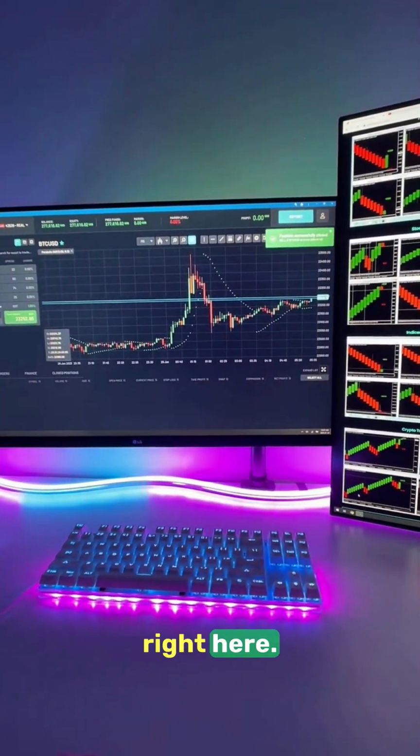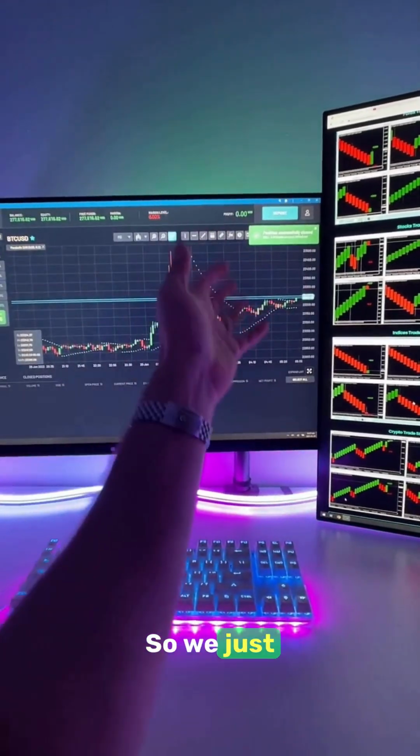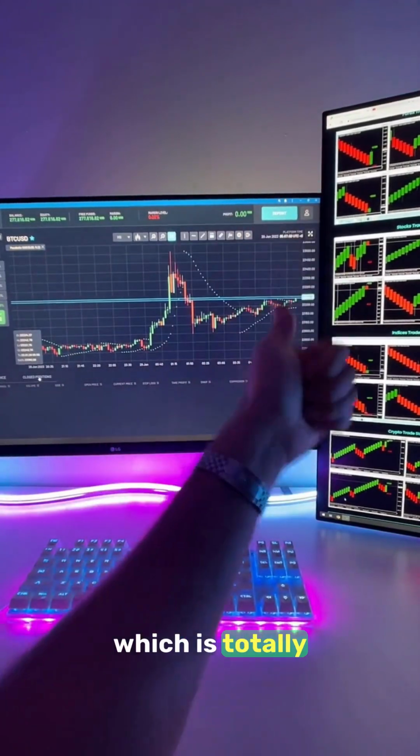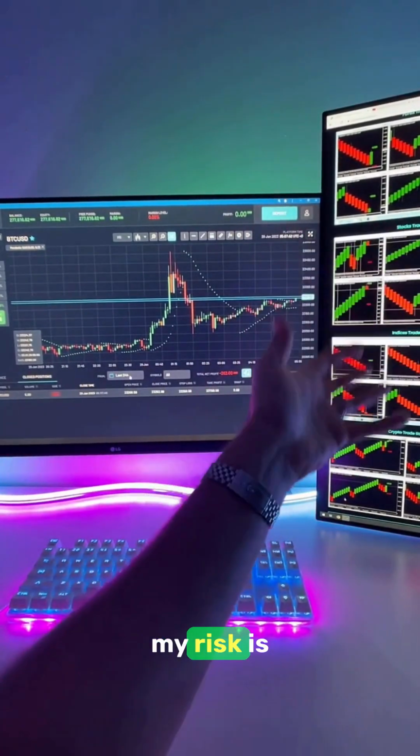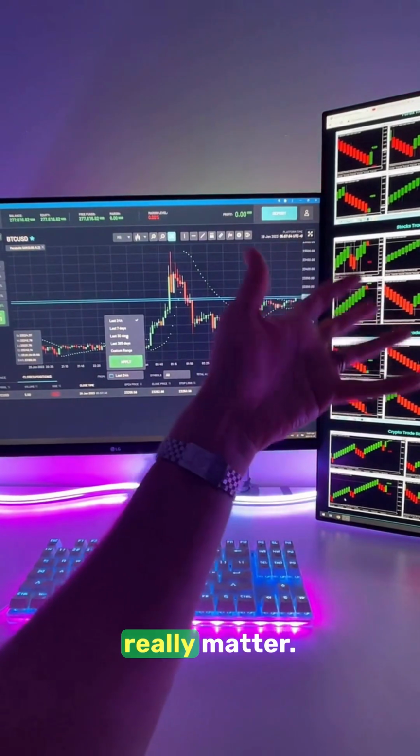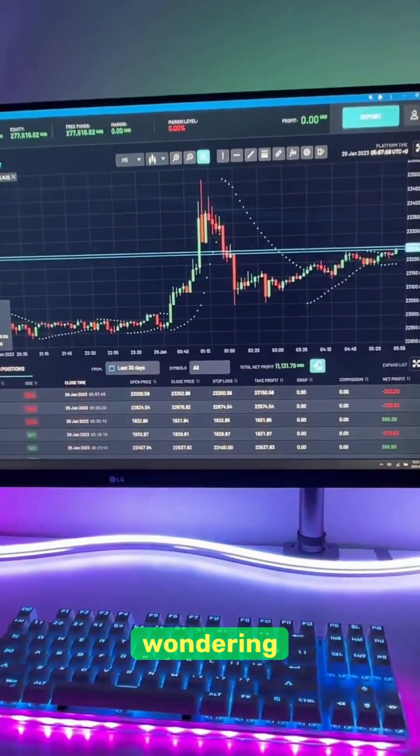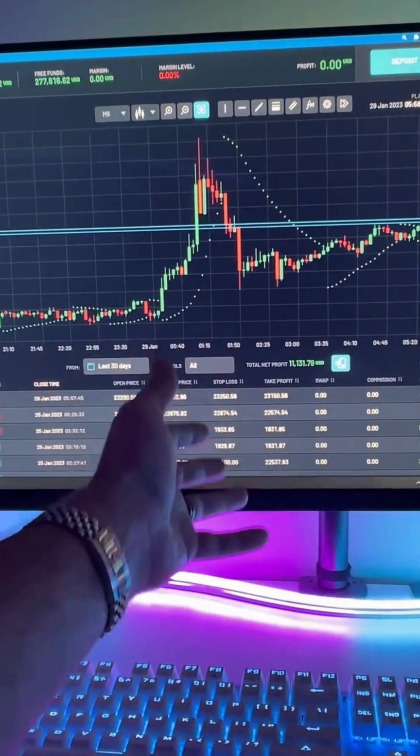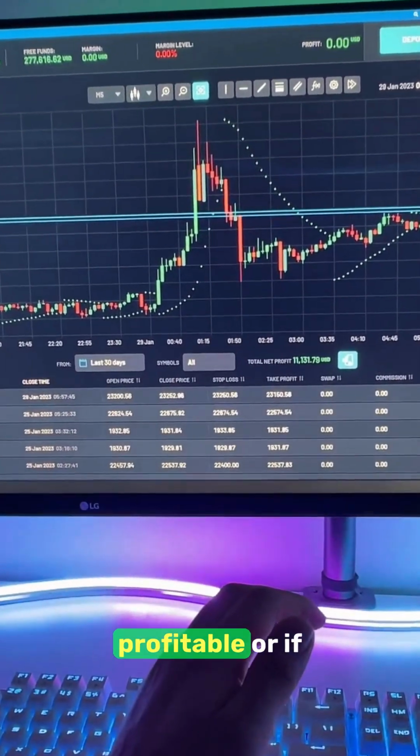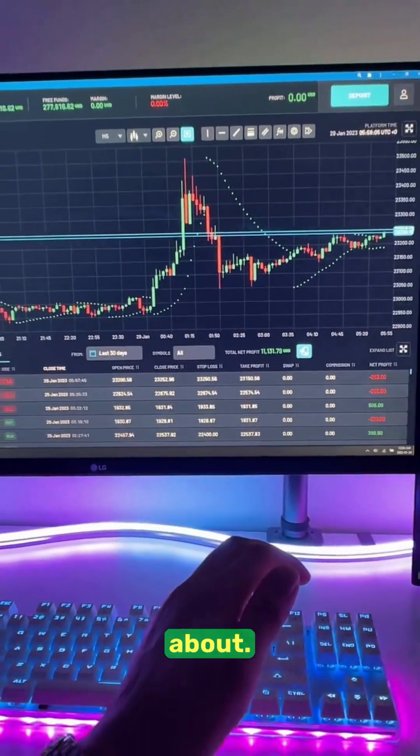Let's see right here. So there we go. We just hit stop loss on that trade, which is totally fine, because remember, my risk is so small that it doesn't really matter. Now here's the thing. I'll show you guys, for anybody wondering if I'm actually profitable, or if I actually know what I'm talking about.